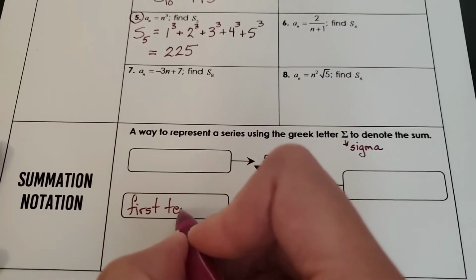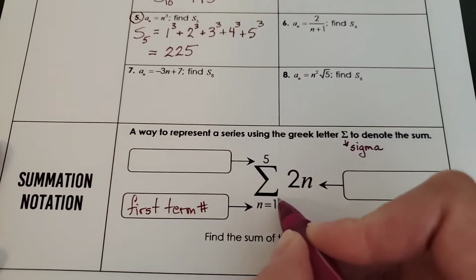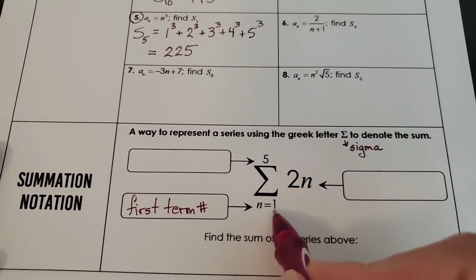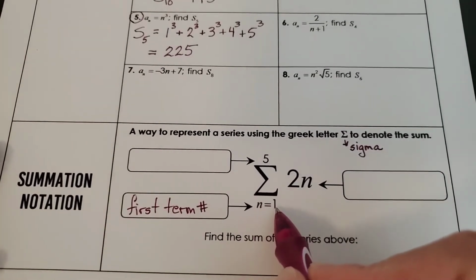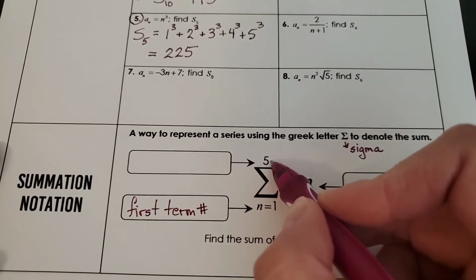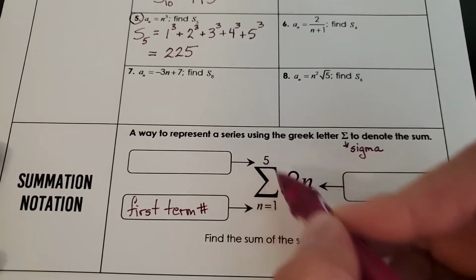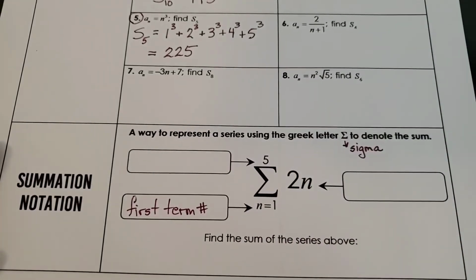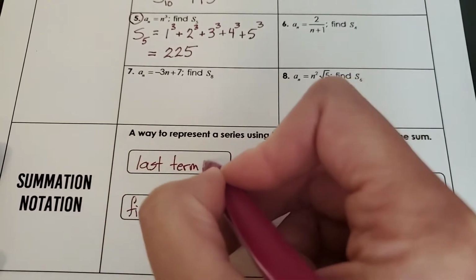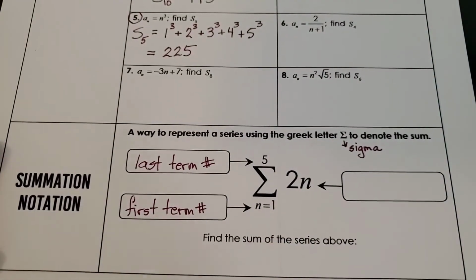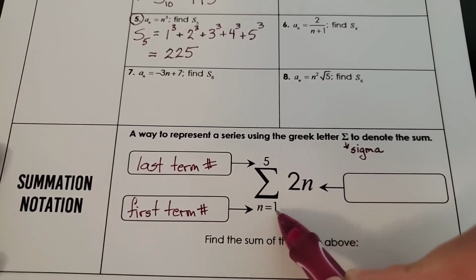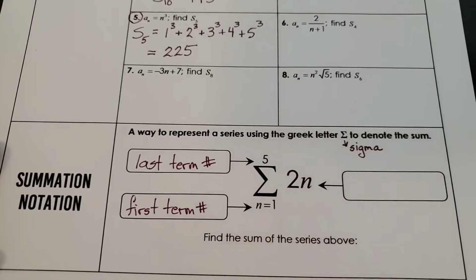This is the first term number. It does not always start with 1. It starts with whatever that number there is. If I wanted to start with the third term, n would equal 3. But that's where I'm starting. And then this number up top is where I'm finishing. So this number up top will always be larger than that number down below. This is the last term number. So I'm going to start with term 1, and I'm going to go consecutively, adding 1 each time until I get up to the 5th term.